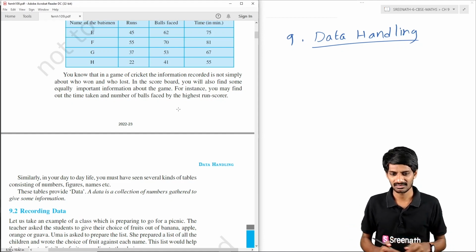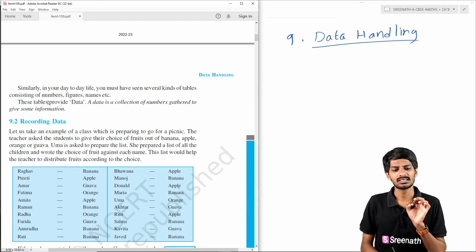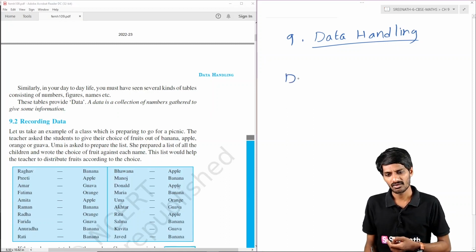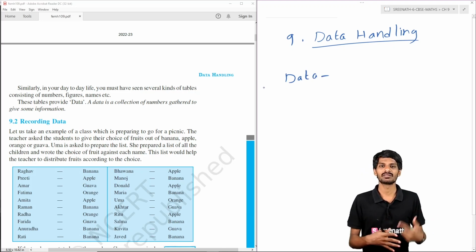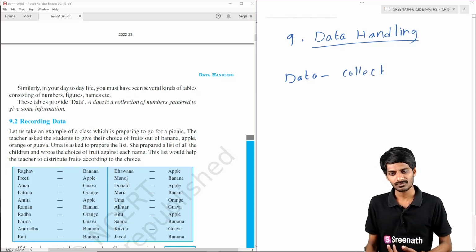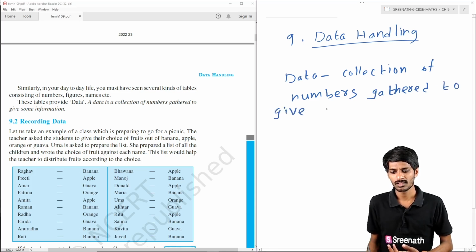So students, these tables provide what, students? Data. So what is meant by data here? First thing, you have to know the meaning of data. Data is a collection of numbers gathered to give some information. Data is nothing but a collection of numbers gathered to give some information.